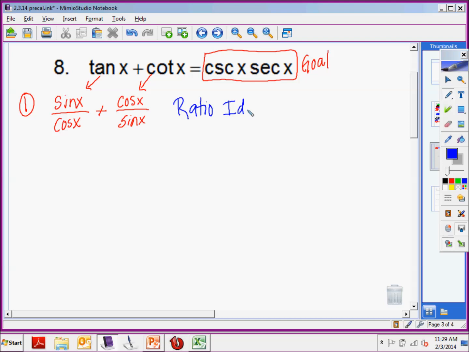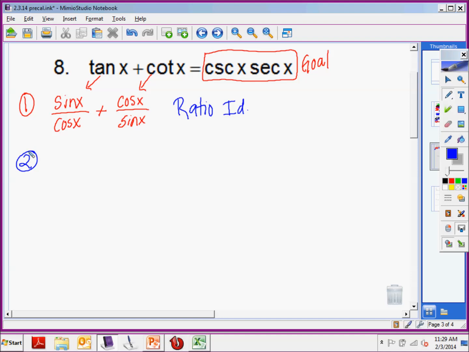So the point of these problems is to show how we got the answer. You're proving. When you prove something, you justify with reasoning and explanation. All right, so that's my ratio identity. Now I'm in this form. Can you combine fractions if they don't have the same denominator? No. So I need to get a common denominator.